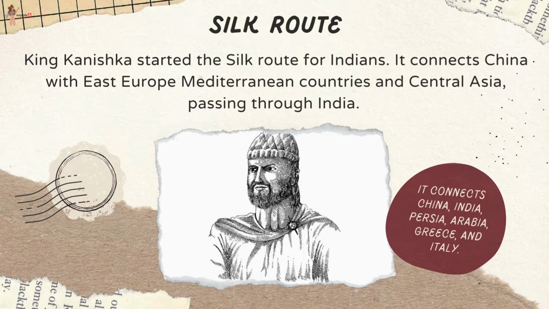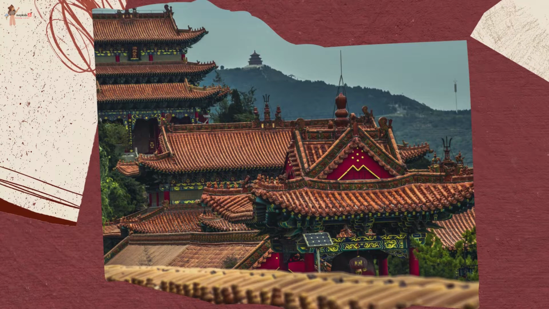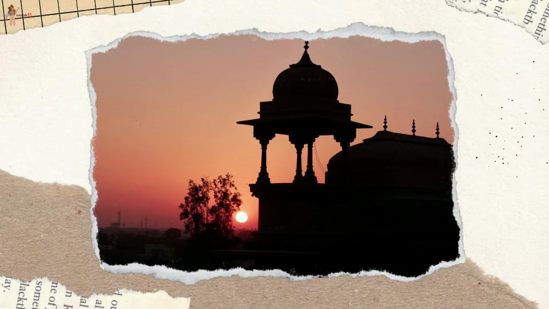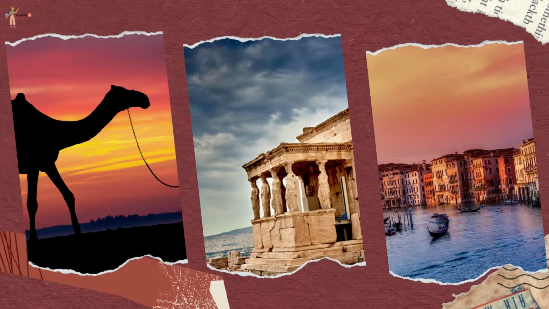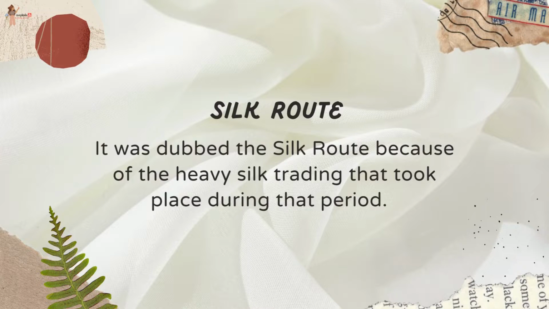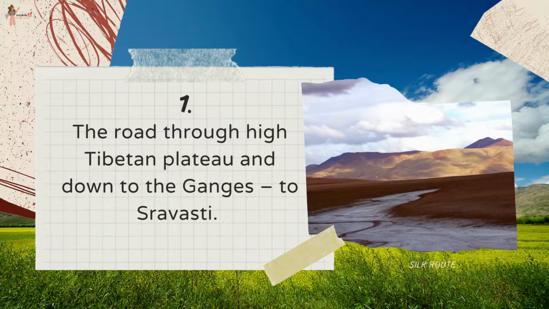It stretched from Asia to the Mediterranean, traversing China, India, Persia, Arabia, Greece, and Italy. It was dubbed the Silk Route because of the heavy silk trading that took place during that period. There are 4 corridors which link India with ancient Silk roads.